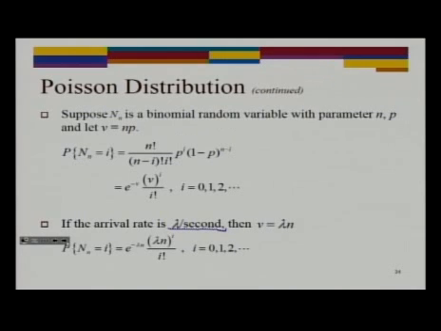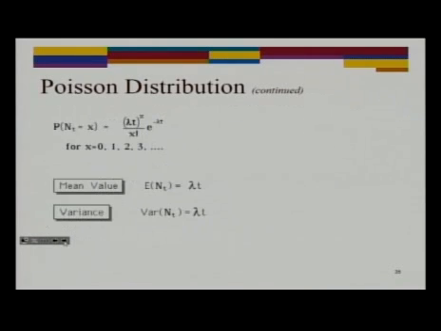Okay? So we may say that the Poisson random variable can be used to approximate a binomial random variable if n is very large and p is very small. Okay? This is a very useful feature, okay, in real life. So keep in mind that.